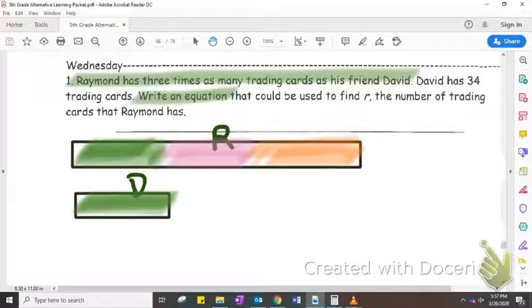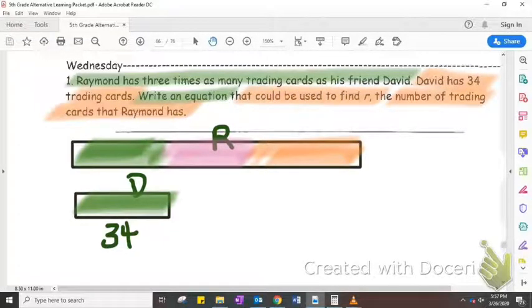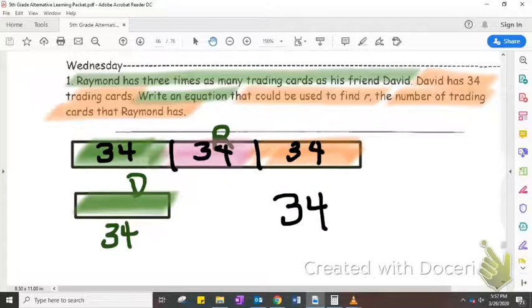Okay, now they tell us how much David has. David has 34 trading cards. Write an equation that could be used to find R, which represents the number of trading cards that Raymond has. Okay, well, take a look at the picture that we just drew. If the amount that David has is 34, then each of these parts is equivalent to 34. 34 times 3 equals how much Raymond has.